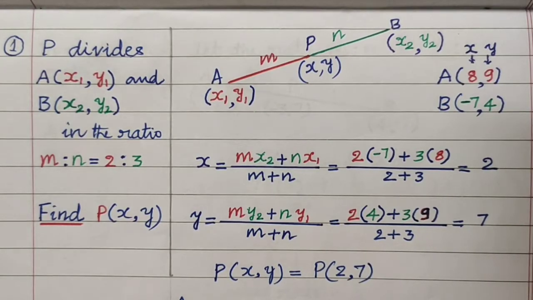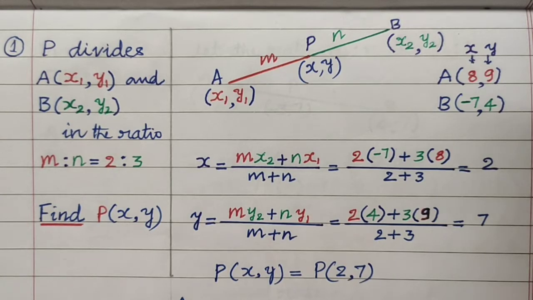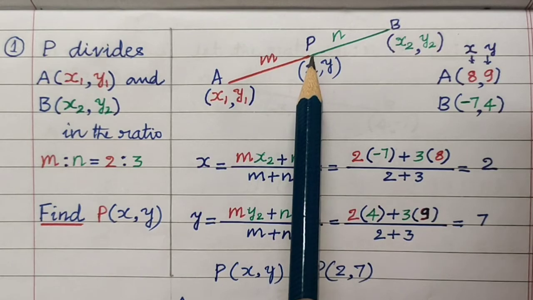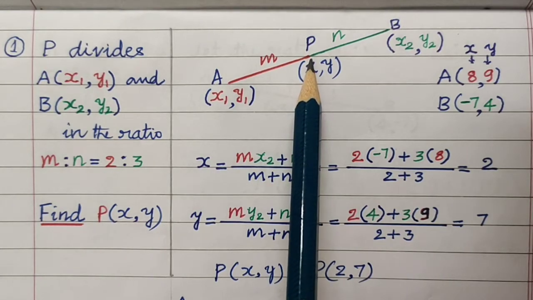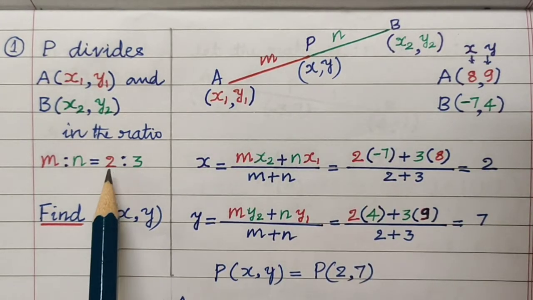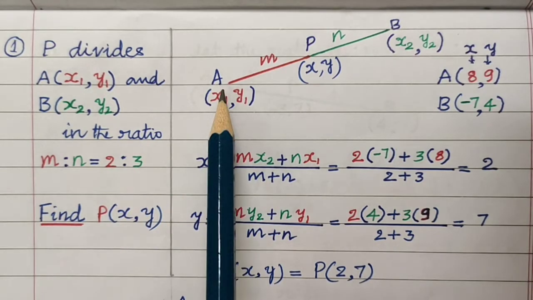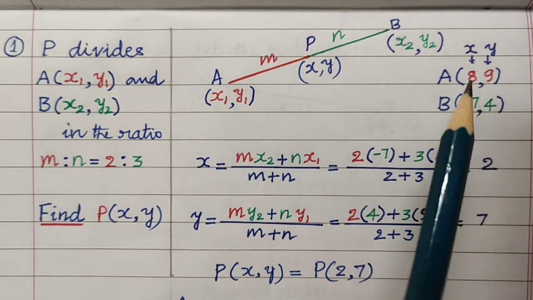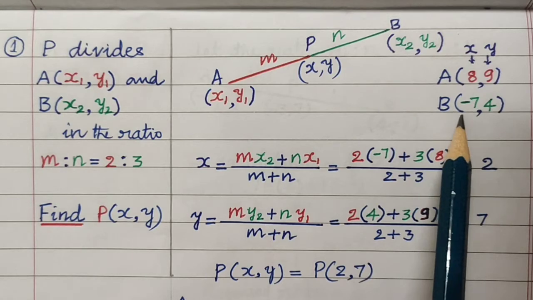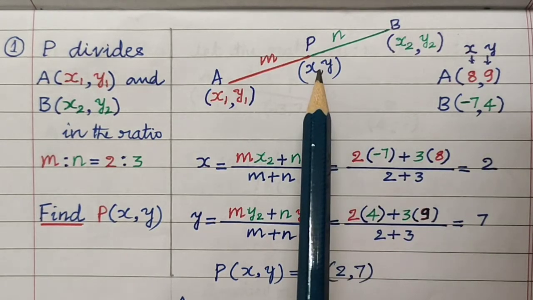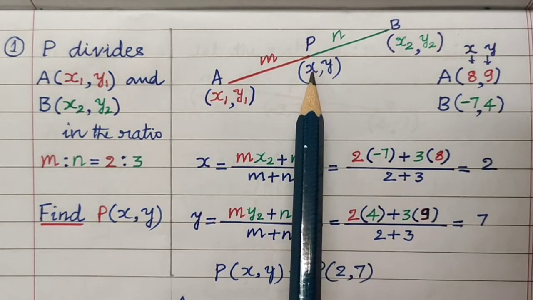Find the coordinates of the point P which divides the line segment joining A(8, 9) and B(-7, 4) internally in the ratio 2:3. The point P divides the line AB in the ratio 2:3. The coordinates of A are 8 and 9. The coordinates of B are -7 and 4. We need to find out the coordinates of P(x, y).